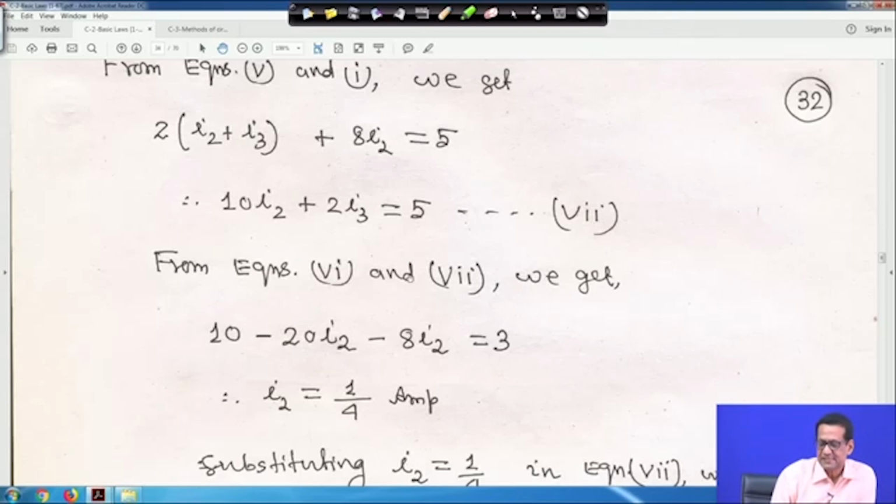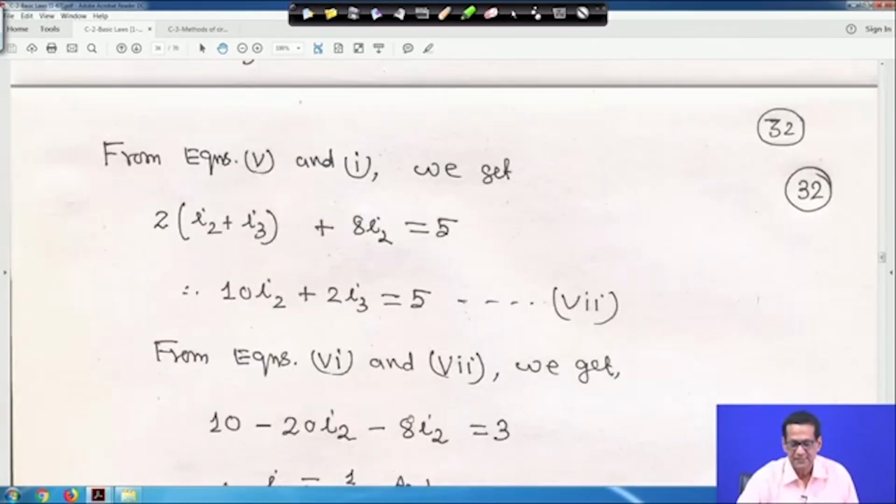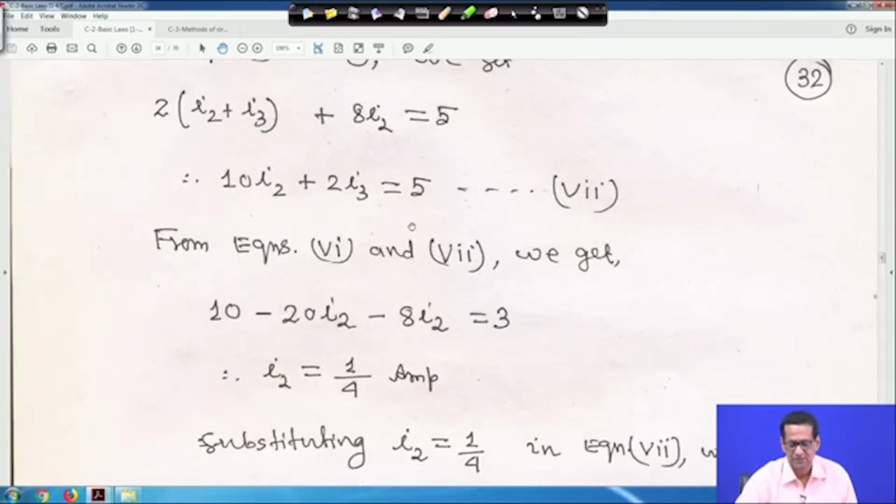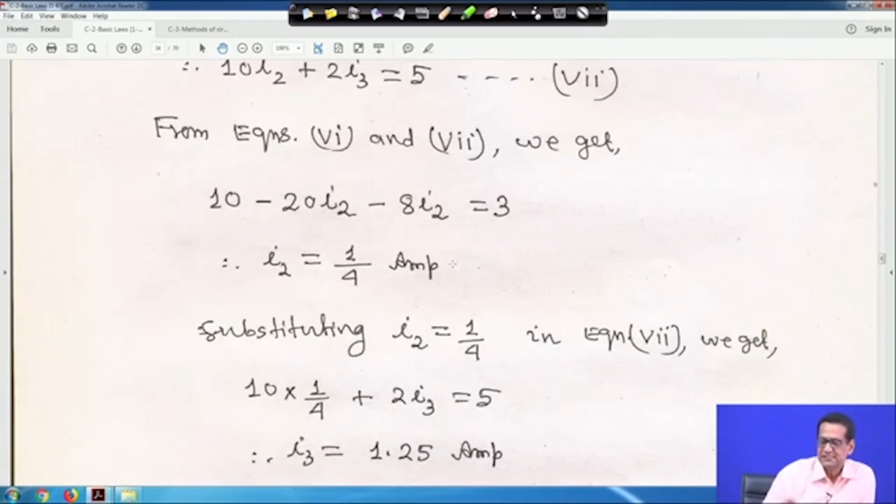Similarly, from equations 6 and 7, with a little substitution, you get 10 minus 20 I2 minus 8 I2 is equal to 3. Upon solving, I2 is equal to 1 upon 4 ampere. And substituting I2 is equal to 1 upon 4 in equation 7, you will get 10 into 1 upon 4 plus 2 I3 is equal to 5.